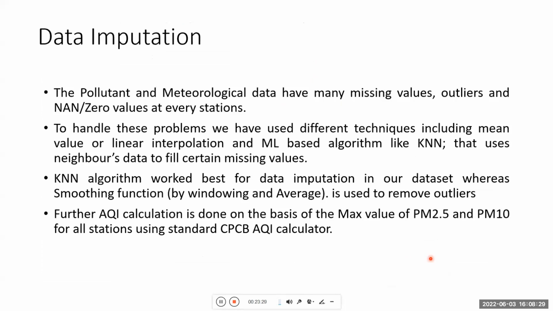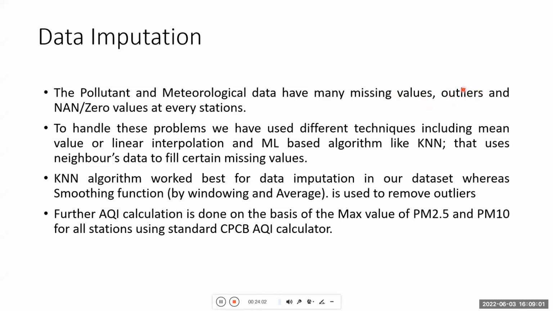So the first step was to crawl the data from these 13 stations, make a few static nodes with our own lab prototype, calibrate in collaboration with Bosch, and then put it into the social crowd of Pilani and Delhi near our labs to have more data at street level. Then we do the data imputation, that is we have to remove these NaN or zero values at every station. Many missing values and outliers were there.